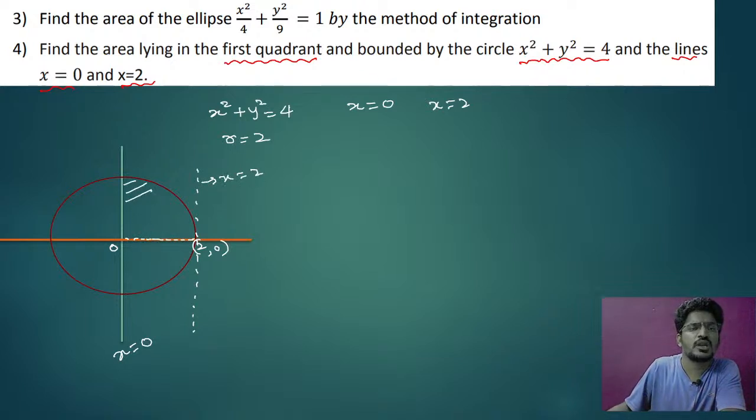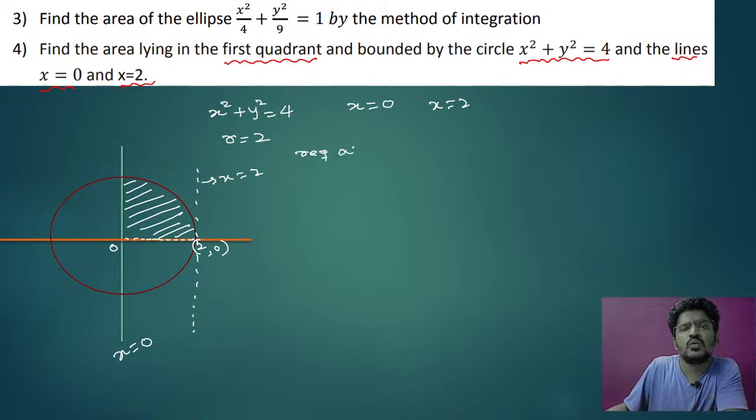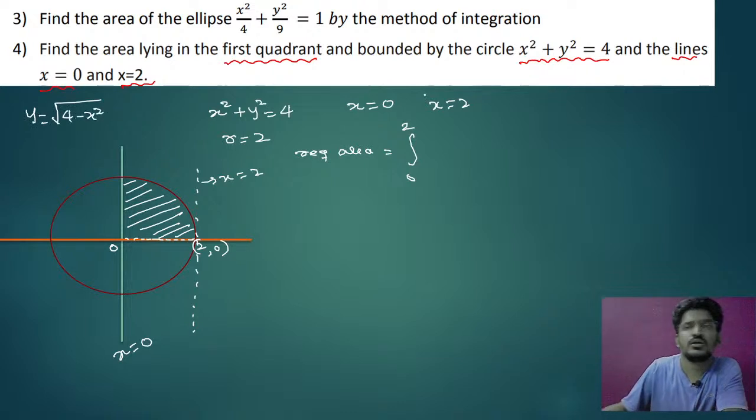In the first quadrant, this you have to calculate. So here we do not multiply with 4. We have to just calculate only in the first quadrant. Therefore, the required area will be equal to the integration from 0 to 2, and you can see y will be equal to root of 4 minus x square.